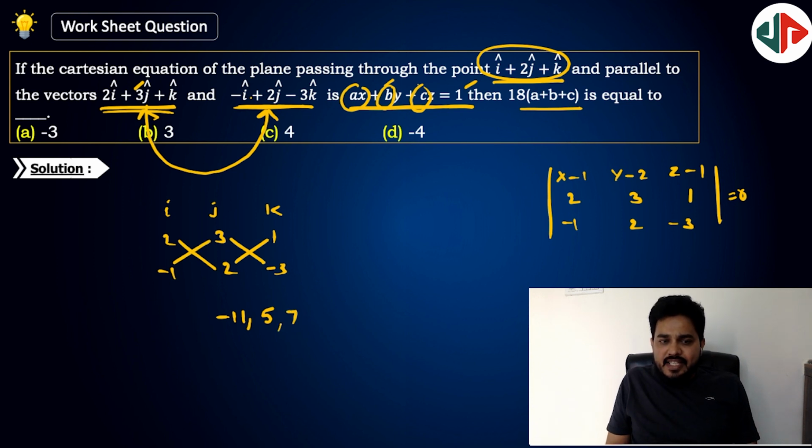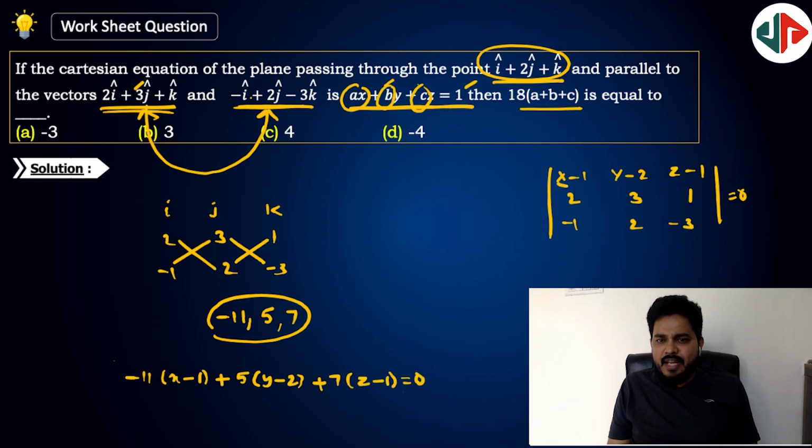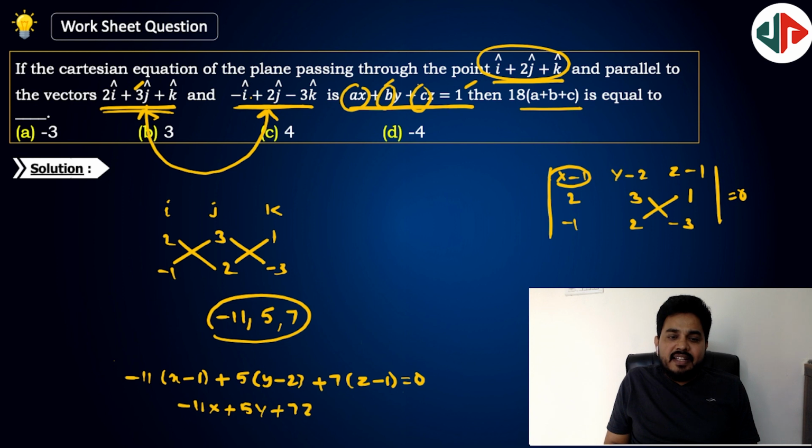So now minus 11 into x minus 1, plus 5 into y minus 2, plus 7 into z minus 1 is equal to the same thing. So here what happened? Minus 11x, plus 5y, plus 7z is equal to 11 minus 10 minus 7. So it is equal to 6.